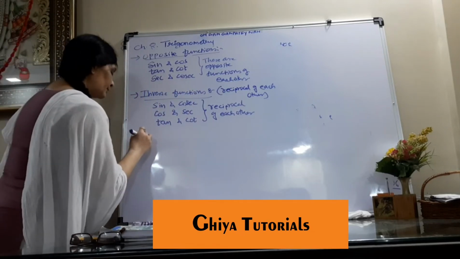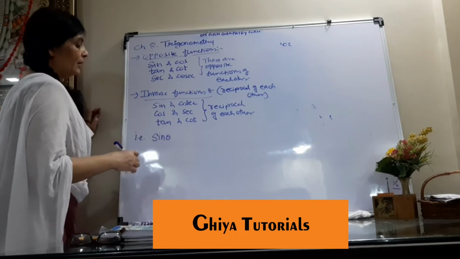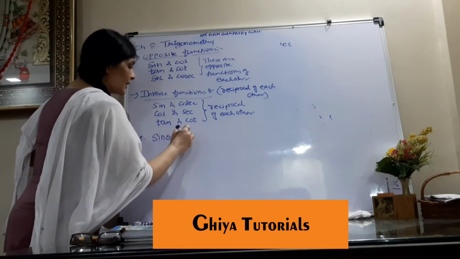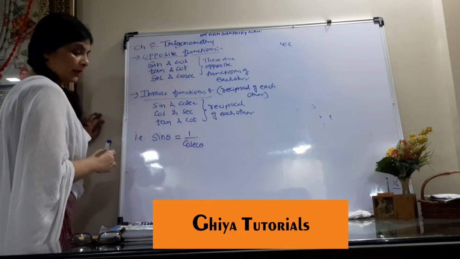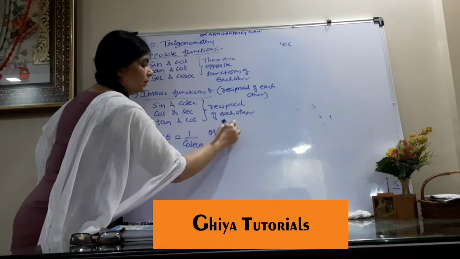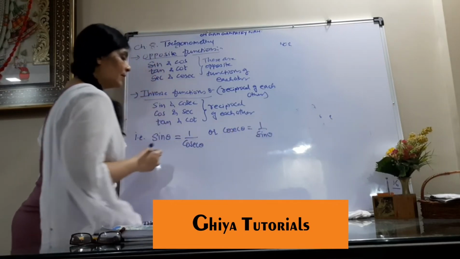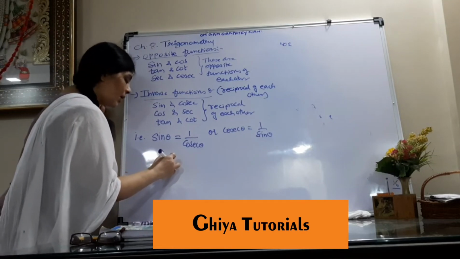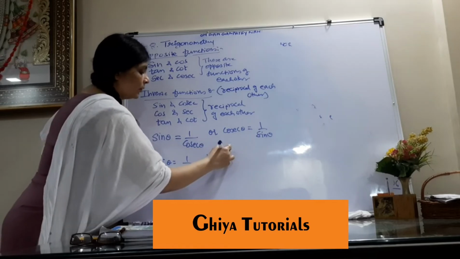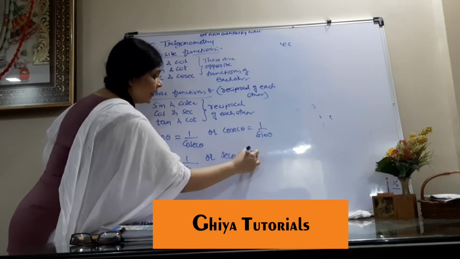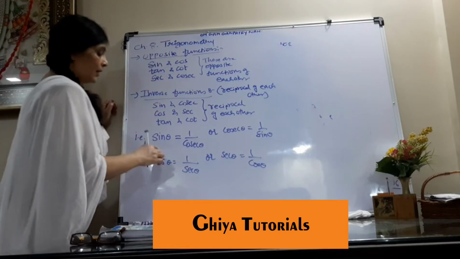That is sine theta. Theta is the measure of angle. When we learn sine theta, we can say sine theta equals to 1 upon cosec theta, or cosec theta equals to 1 upon sine theta. Cos theta equals to 1 upon sec theta, or if sec theta is given, we can say it is 1 upon cos theta.